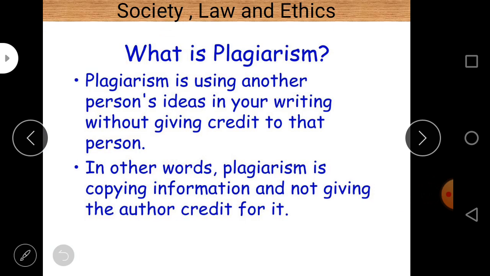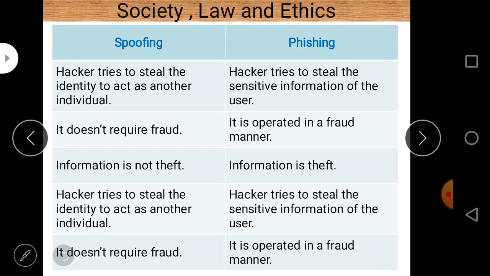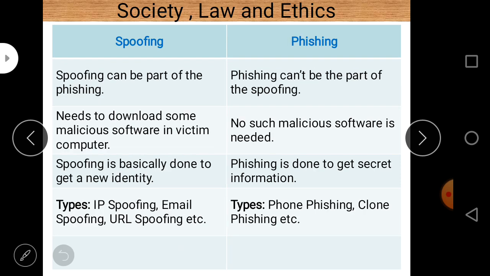Plagiarism is stealing information of someone else without giving credit to the author. In spoofing and phishing, hackers try to steal sensitive information, but in spoofing hackers basically try to steal the identity. Spoofing can be a part of phishing, but phishing cannot be a part of spoofing. And the third important point regarding spoofing is that spoofing needs some malicious software to be downloaded on the victim's computer, but in phishing no such malicious software is needed.